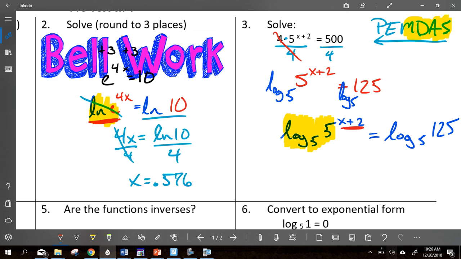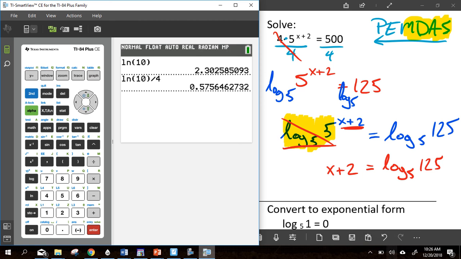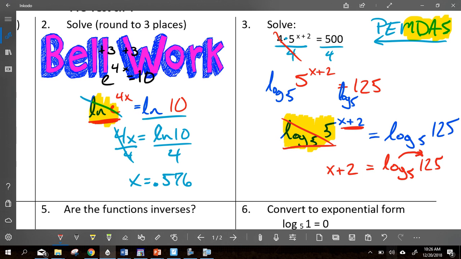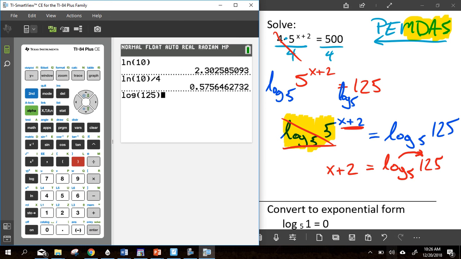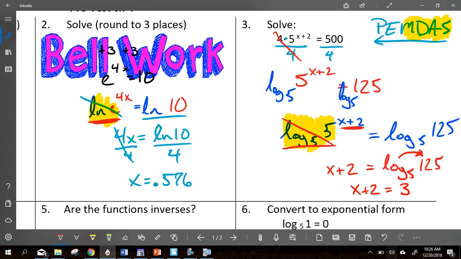So all I have left is this x plus 2, because this thing canceled each other out. And that is equal to the log base 5 of 125. Depending on your calculator, you can do that problem a lot of different ways. I'm going to do it the one that you probably have. I'm going to take the log of the number. So in my calculator, I'm taking the log of 125, close my parentheses, and I'm going to divide that by log of the base, log of 5. When I type that in, I hit enter, I get 3. And so x plus 2 is equal to just 3. I'm going to subtract 2 from both sides. x is 1.